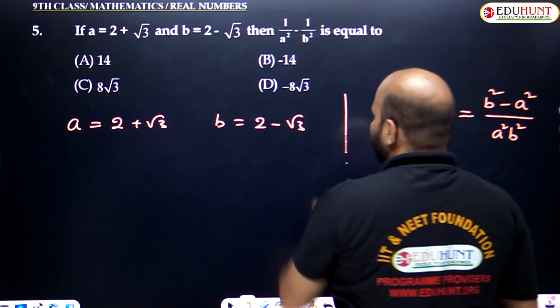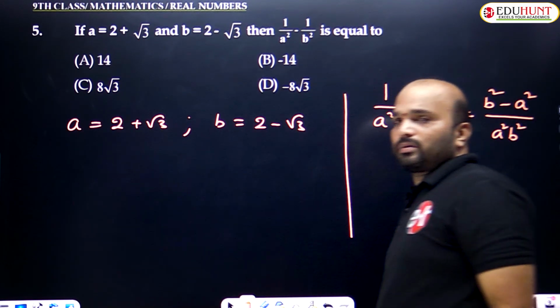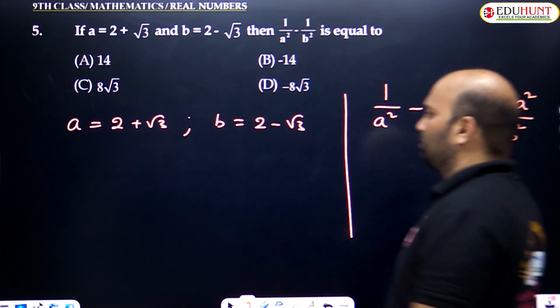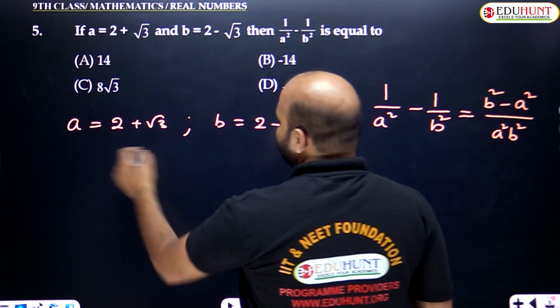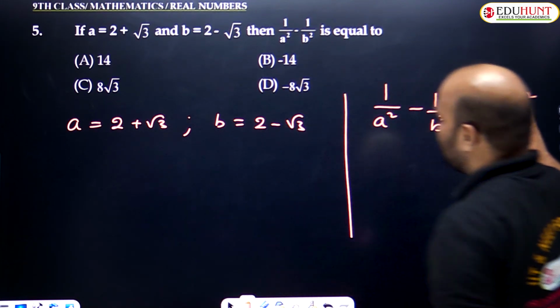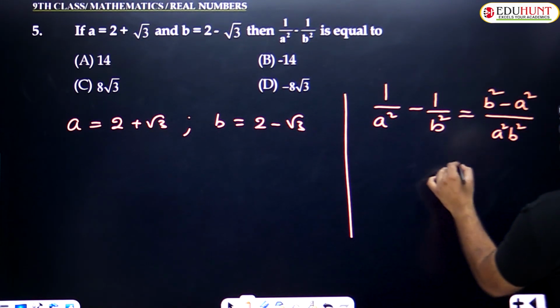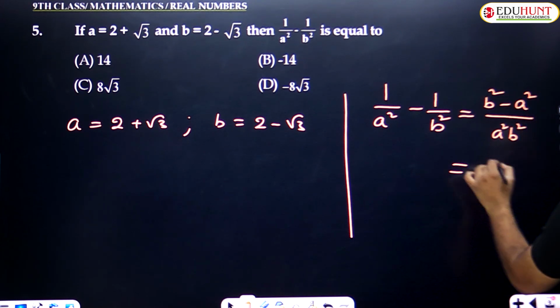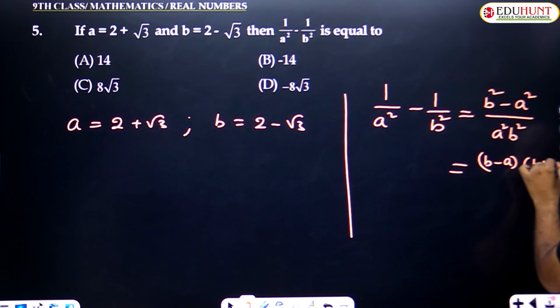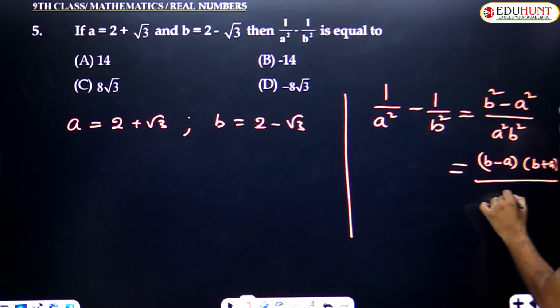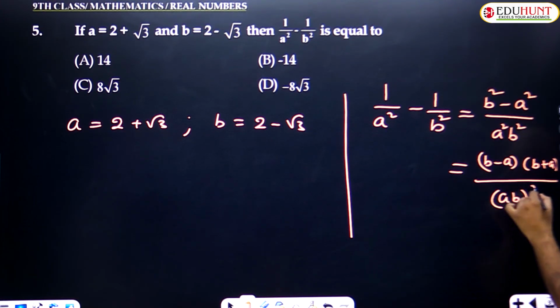So clearly we need to identify that the 2 values given, 2 plus root 3, is an irrational number. So clearly we need to observe. First one, in that formation, b square minus a square is the expression of (b minus a)(b plus a). It can be written as (b minus a) into (b plus a) whole by a square b square, nothing but (ab) whole square.